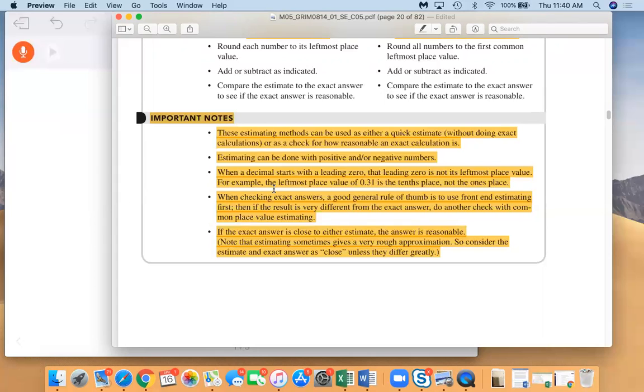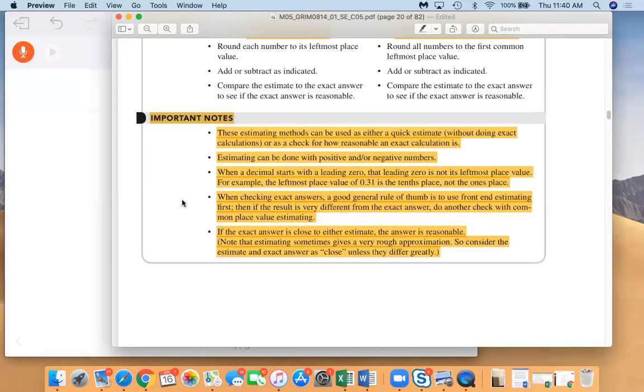When a decimal starts with a leading 0, that leading 0 is not its leftmost place value. For example, the leftmost place value of 0.31 is the tenths place. This 0 does not count as a place value. That is just saying that there's no whole number part there.